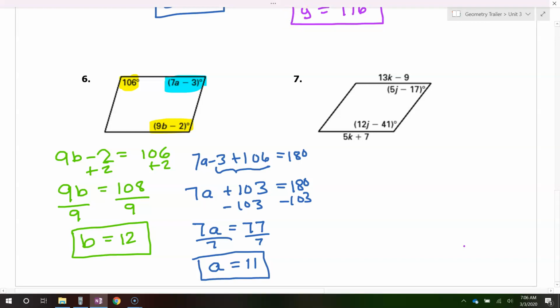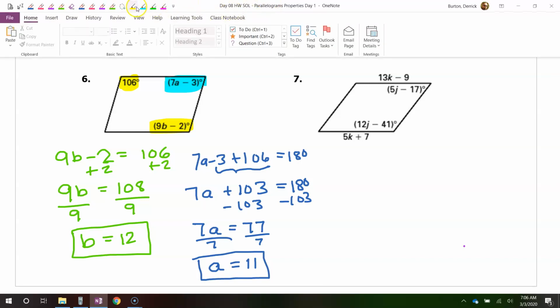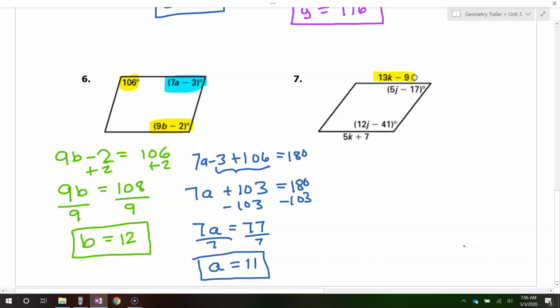All right, one more problem. First, let's use the fact that opposite sides of a parallelogram are congruent. So these will be equal to each other. So we can go ahead and say that 13k minus 9 will equal 5k plus 7. So we have the variable on both sides of the equation. So we need to subtract 5k from both sides to get those k's together.